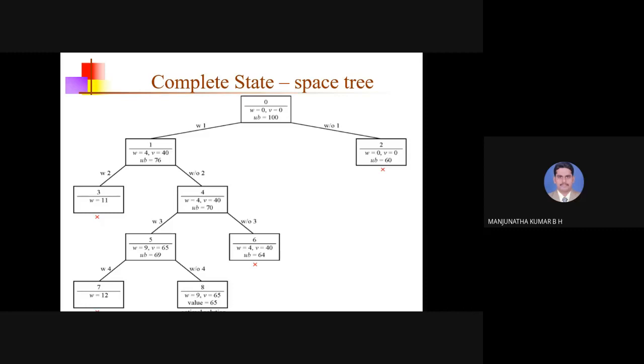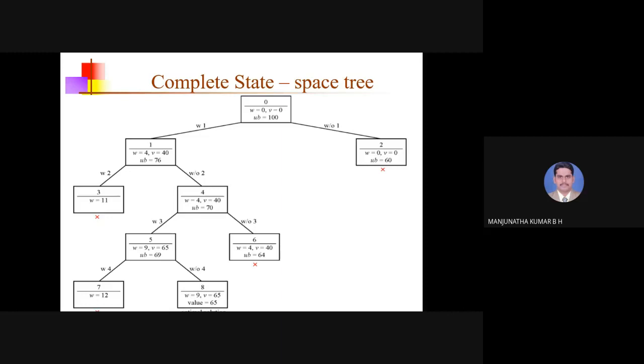Node 7 is with 4, weight becomes 12. 12 is bigger than 10, capacity of the knapsack. Terminate node 7. Node 8 is without 4 and no more items are left. Tree construction stops at node 8 only, and the value gained in node 8 is 65. That is the optimal solution. So optimal value is 65.